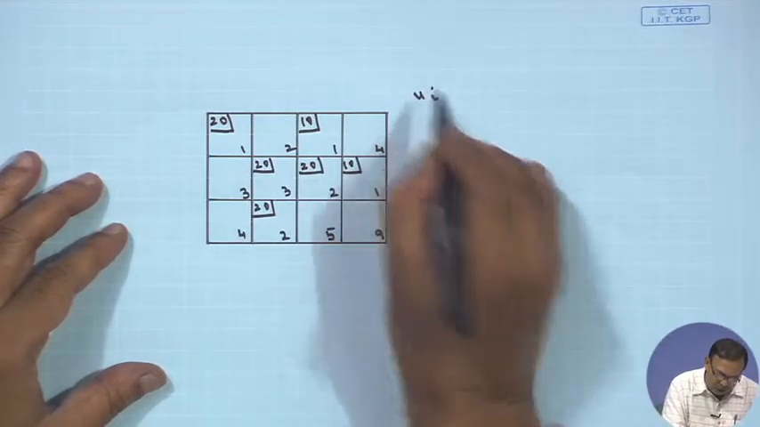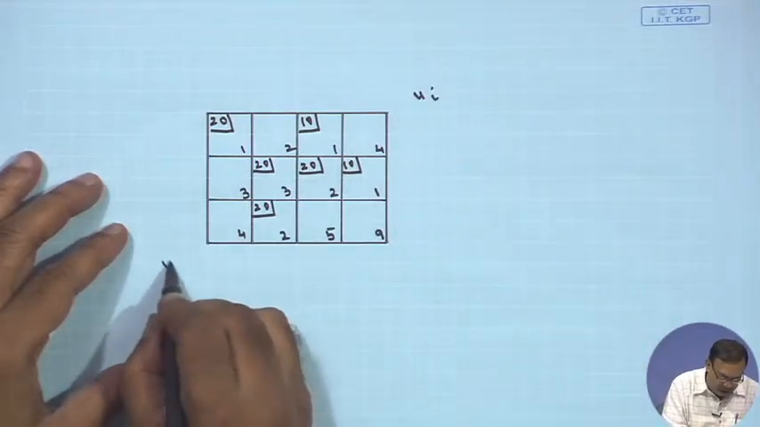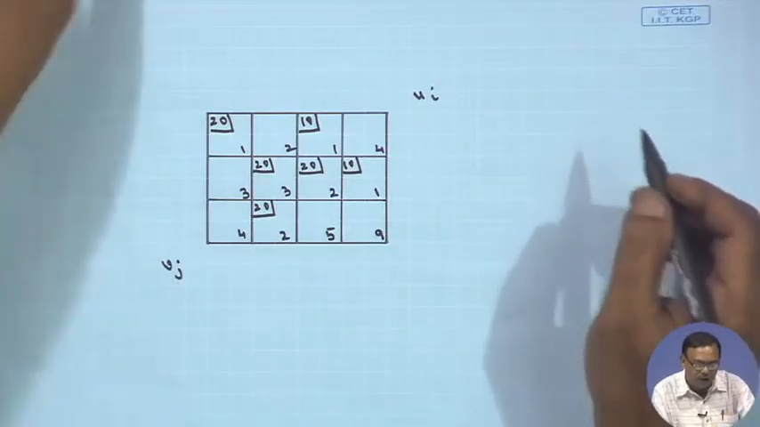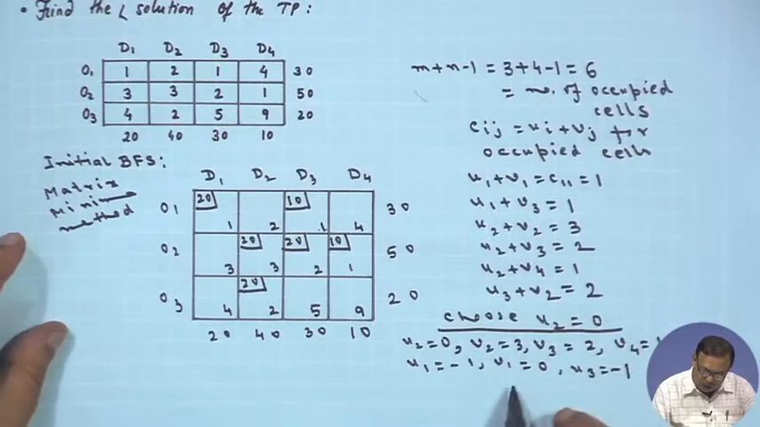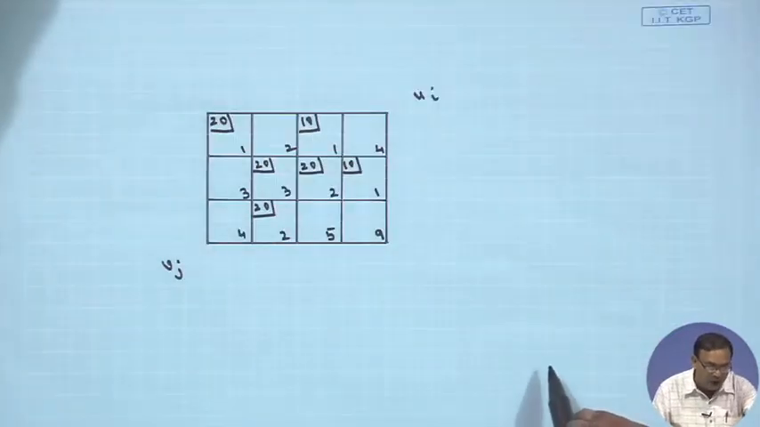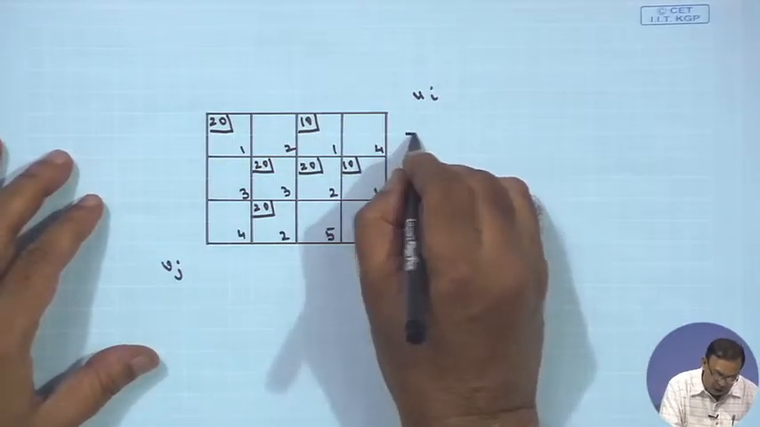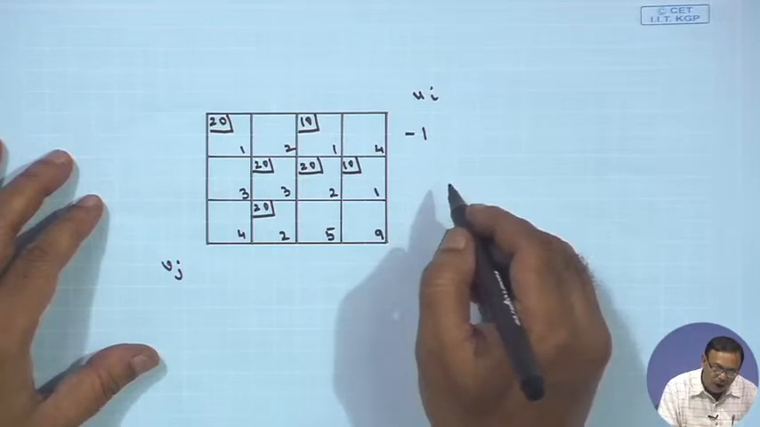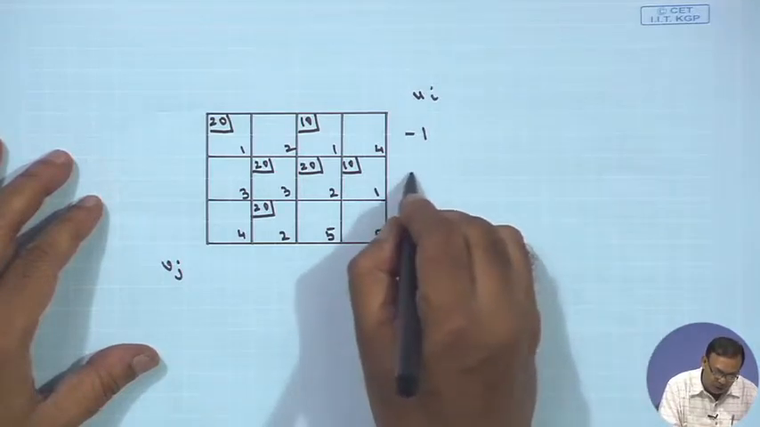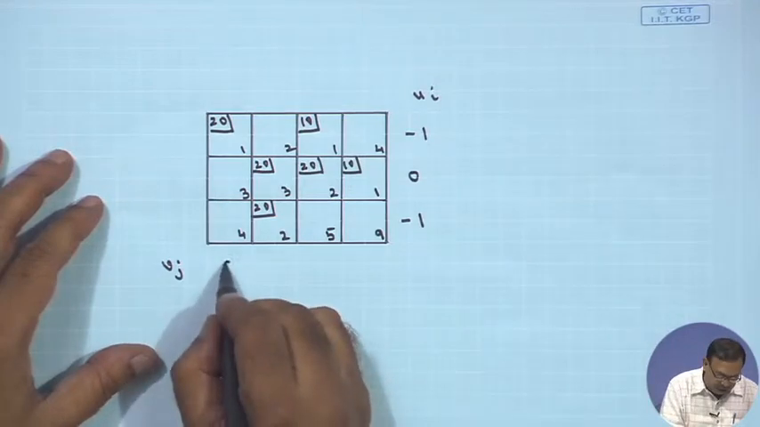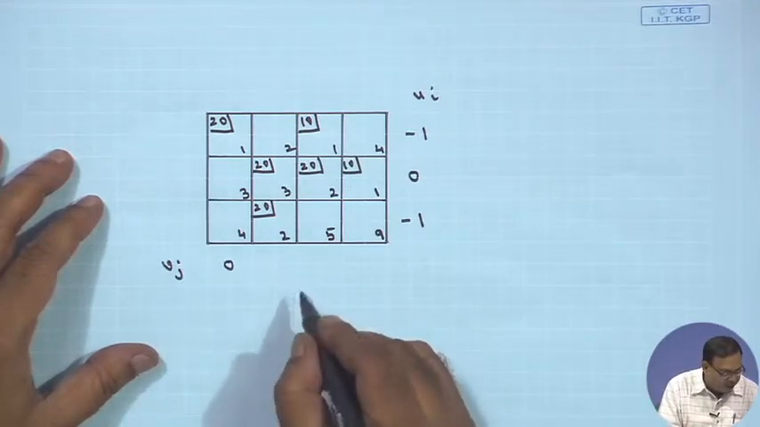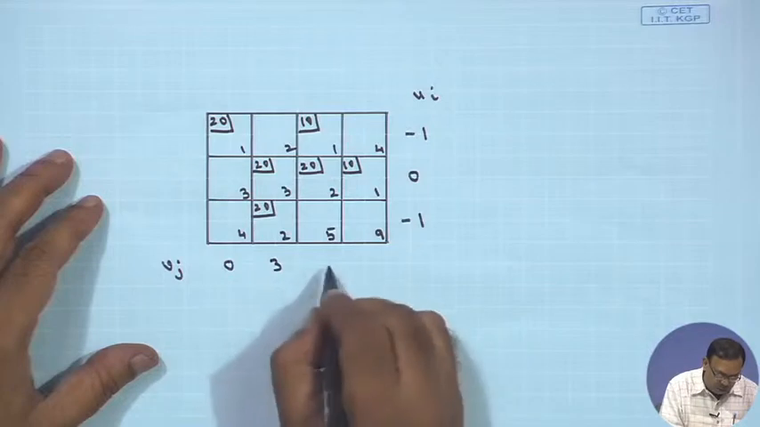Now, you write down the Ui values on this side and the Vj values on this side. You already know from here what U1, U2, U3 are and what V1, V2, V3 and V4 are, so you write those over here. U1 was minus 1, U2 is 0, U3 was minus 1, and Vj is 0, 3, 2, 1.